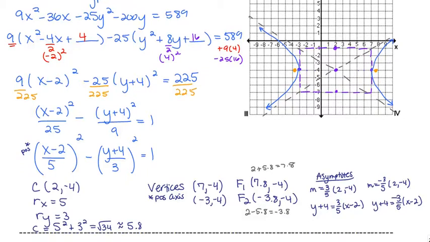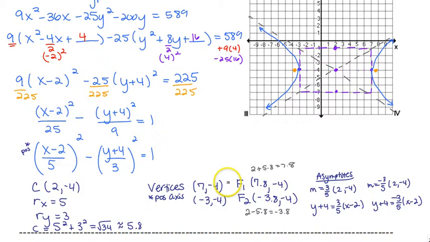So once we have our equation in graphing form, we can find our center, which is at 2, negative 4, opposite of what we see on the inside. Our r of x is 5, our r of y is 3. When we are finding our c value, we are adding the squares together. So 5 squared plus 3 squared gives us 34, but that's c squared, so we take the square root, and that's about 5.8. When we have our box set up here, there's our center, our r of x, our r of y. We've got dashed lines because it's not really part of our graph.